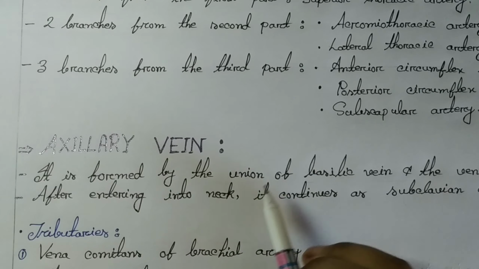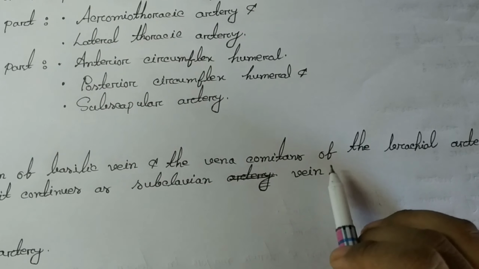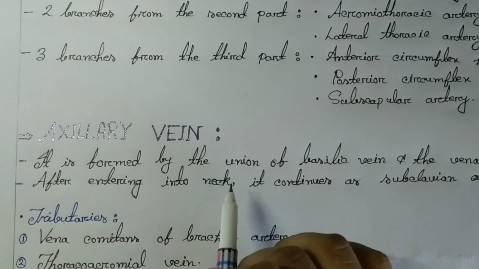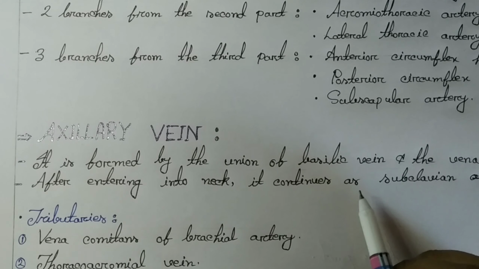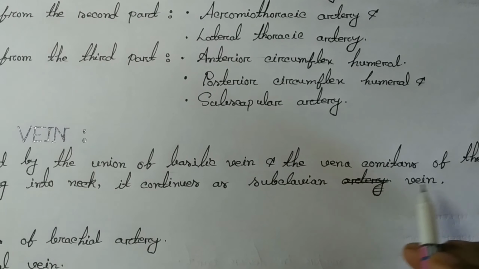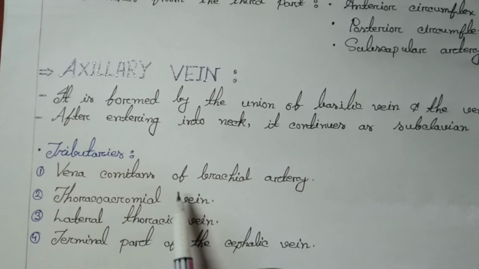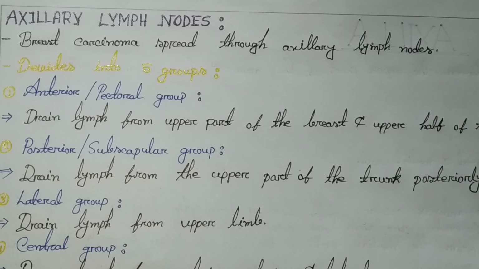Now let's look at the axillary vein. It is formed by the union of the basilic vein and the vena comitans of the brachial artery. After entering into the neck, axillary vein continues as subclavian vein. Tributaries of the axillary vein: vena comitans of the brachial artery, thoracoacromial vein, lateral thoracic vein, and terminal part of the cephalic vein.